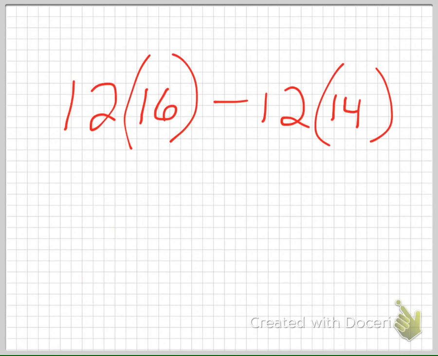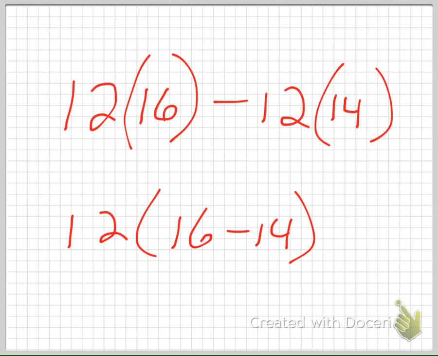Here's the deal. Let's undo it. It's 12 times 16 minus 12 times 14. Isn't that the same as 12 times 16 minus 14? Because rainbow, rainbow would be 12 times 16 plus 12 times negative 14. Right? So what is 16 minus 14? 2. What's 12 times 2? 24. A lot easier than doing 12 times 16 and then 12 times 14 and then subtracting them. Agreed?